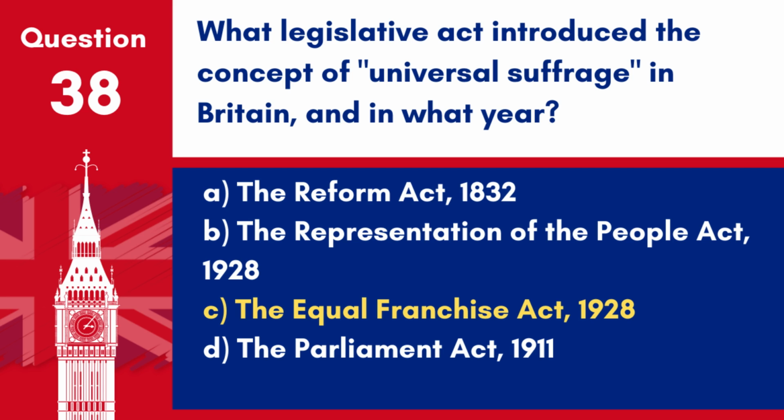Answer C. The Equal Franchise Act 1928. The Equal Franchise Act of 1928 introduced the concept of universal suffrage in Britain, granting equal voting rights to women and men over the age of 21.